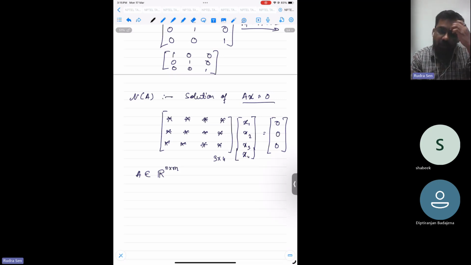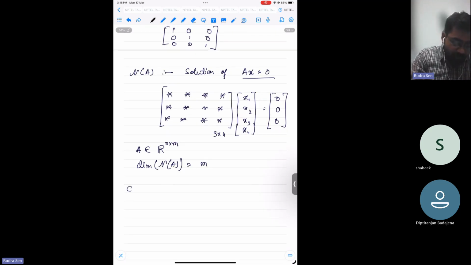So what is the dimension of the null space? The dimension of the null space would be the number of columns. So the dimension of the null space of A should be n, right? Because in the null space every vector consists of 4 elements, right? So the dimension of the null space would be 4. So in this particular example, it would be n.